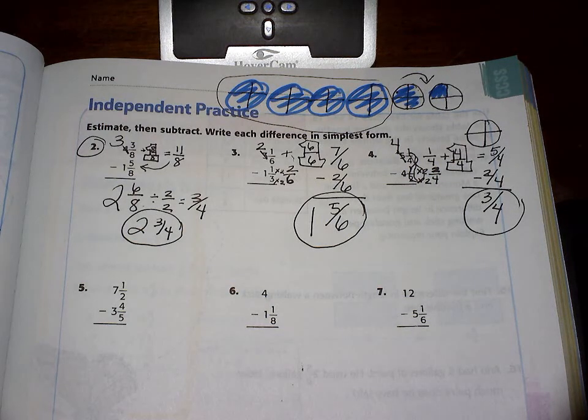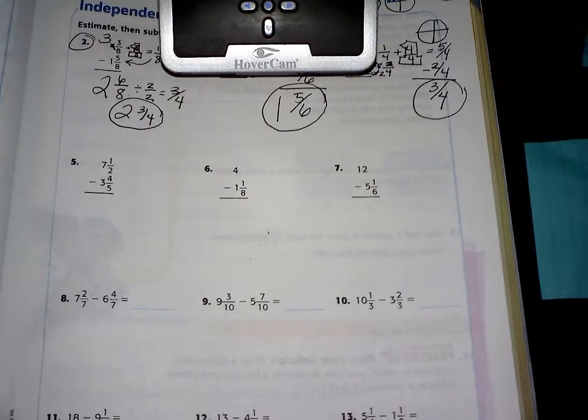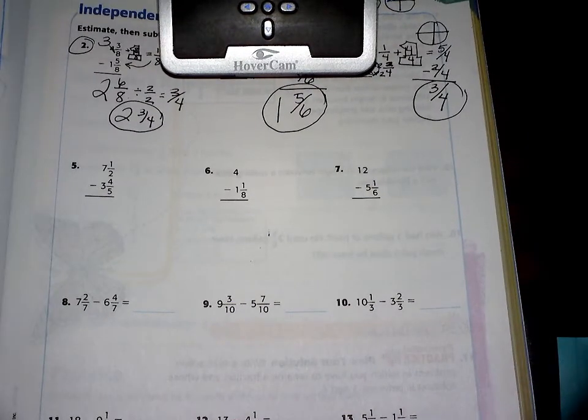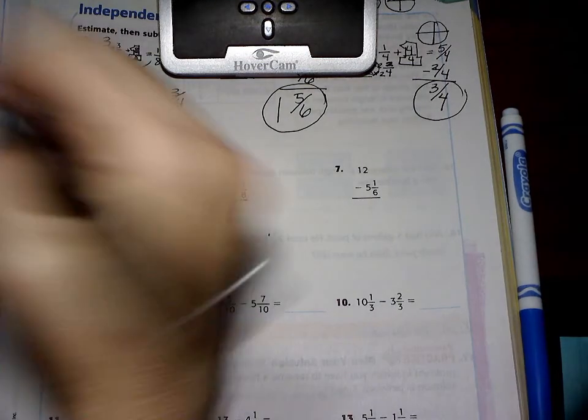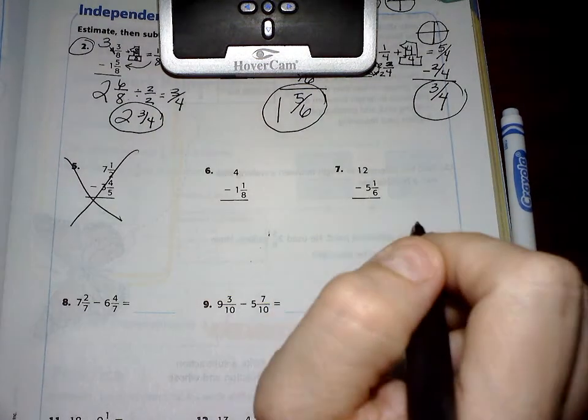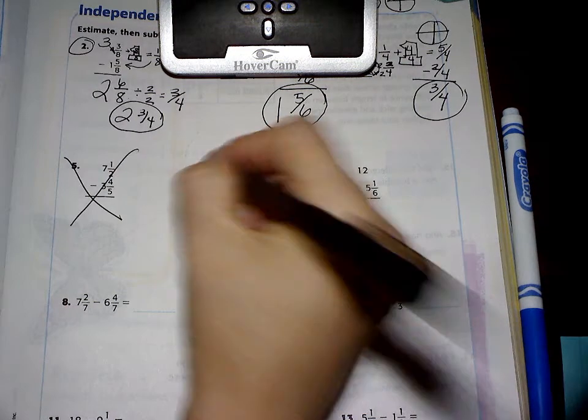We're going to do a couple more of these. Let's just do these 5, 6, and 7. Actually, let's skip number 5. And I want to start here with number 6 because this one's a little bit tricky.